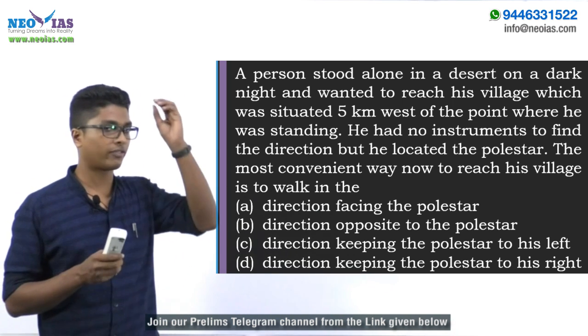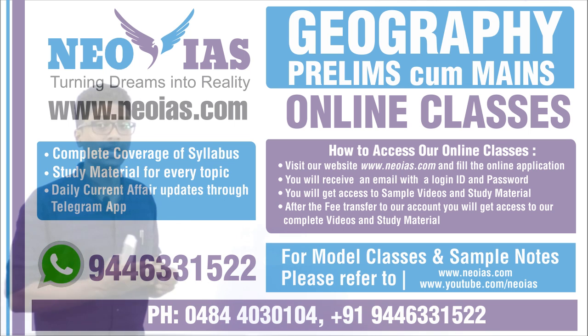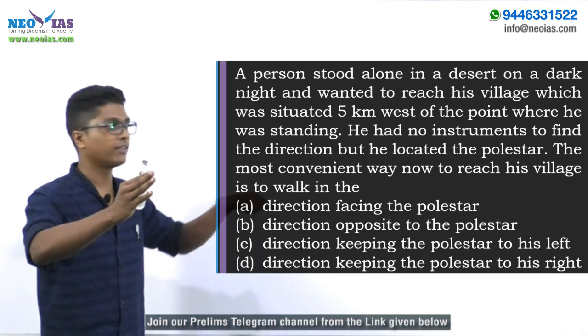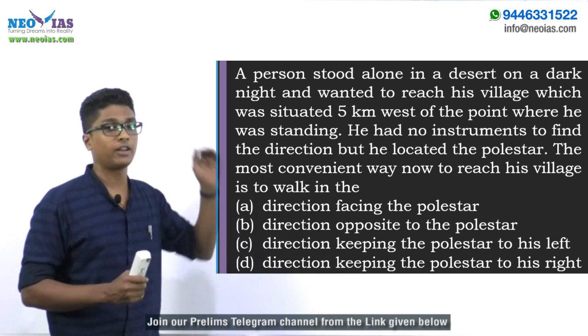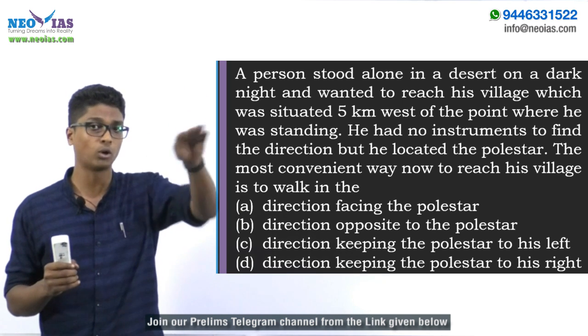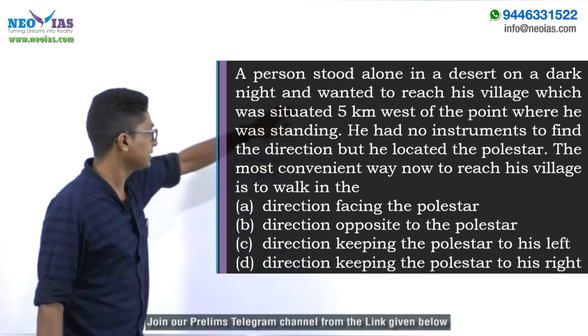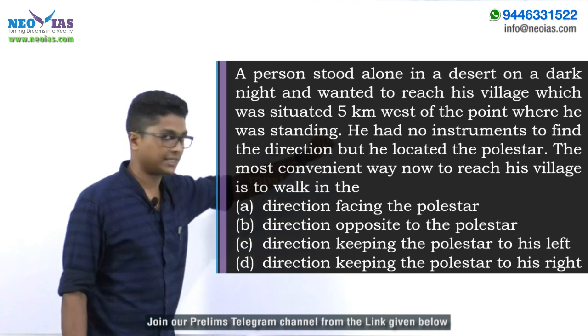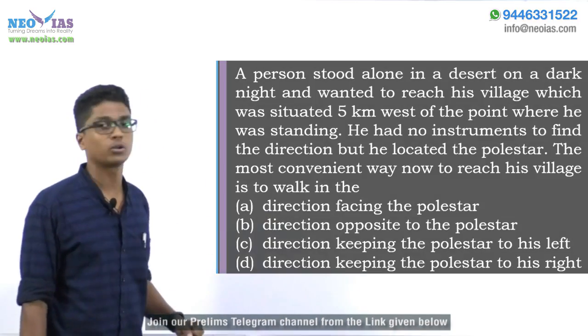So the idea is, if we could find the pole star, we could identify the directions, and if we need to go towards the west, we have to keep our right hand towards the north direction and walk. Then we will be walking directly towards the western direction. And if you keep the left hand in the direction of the pole star and walk, we will be walking east. So since the person wants to go towards the west, the answer should come out as D, which is the direction keeping the pole star to his right.